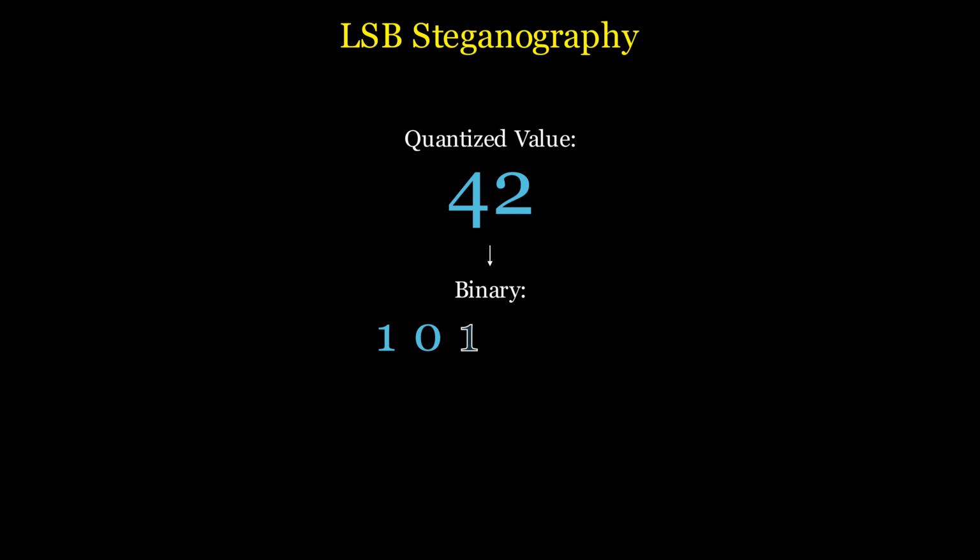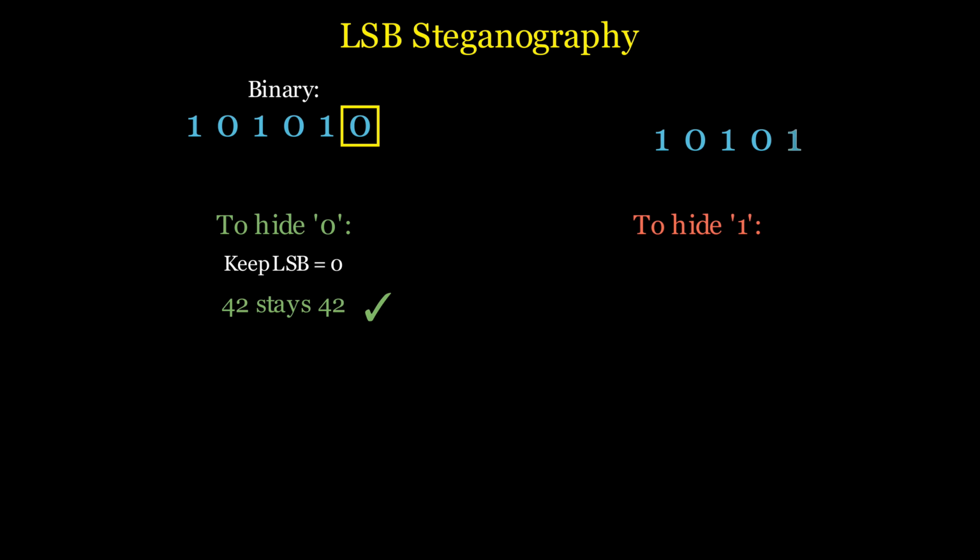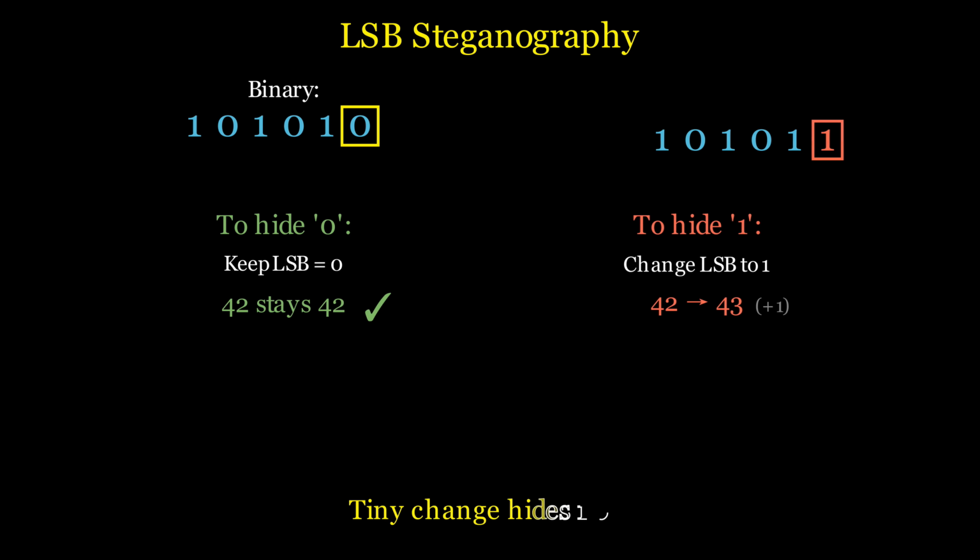Every number can be written in binary. The last digit in that binary form is the least significant bit, and it tells us whether the number is even or odd. If it ends with a 0, it's even. If it ends with a 1, it's odd. To hide a 0, we make sure the number is even. To hide a 1, we make sure the number is odd.